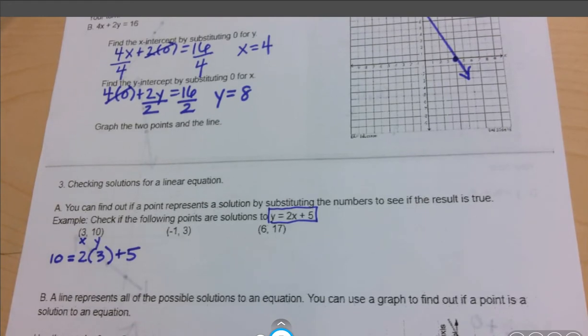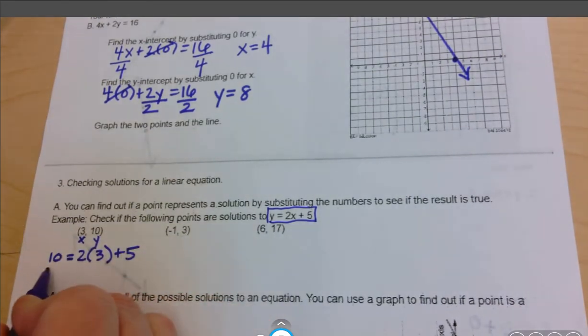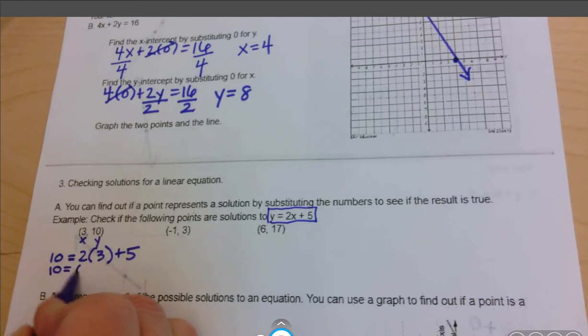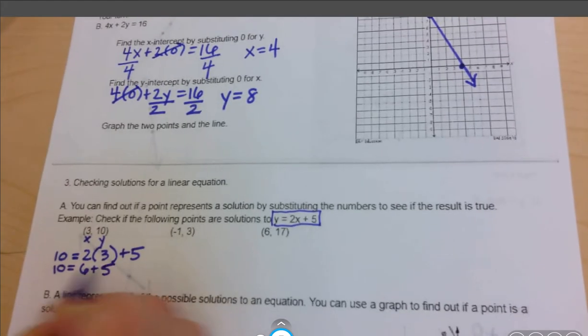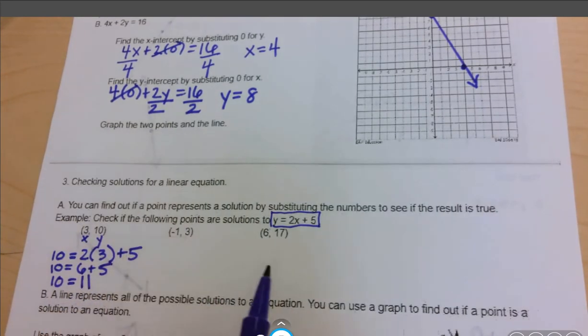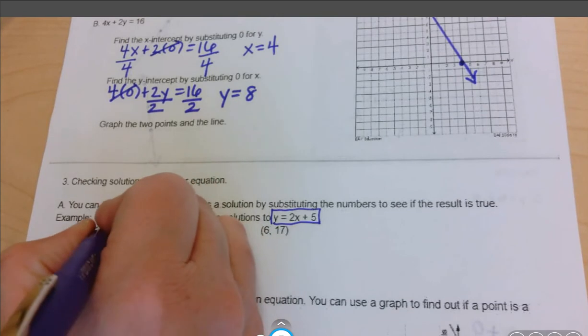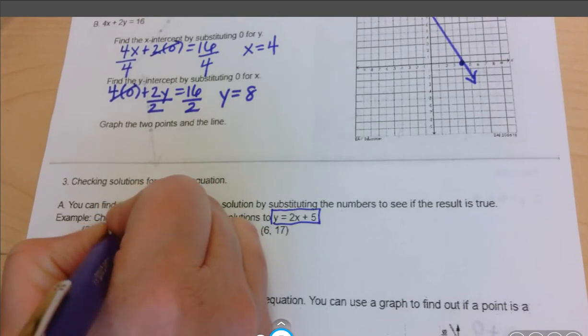I'm thinking, all right, I saw some people shaking their head. All right, 2 times 3 is how much? I know you know. It's 6, thanks. So I have 6 plus 5, and 6 plus 5 is 11. So your predictions were right. This is not a solution. So this one right here, 3, 10, not a solution.